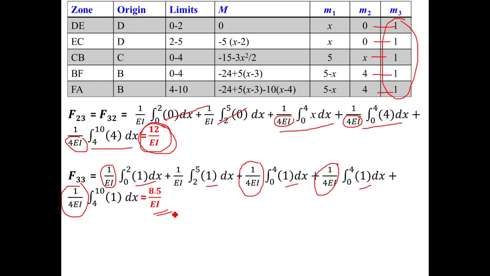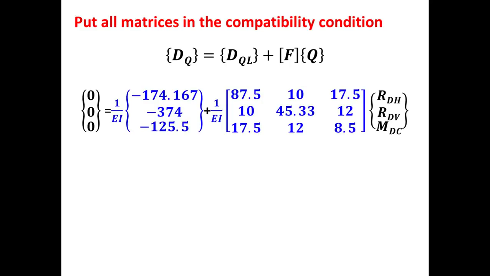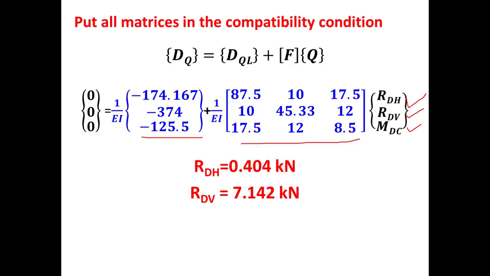So like this, you have to find out all the elements of the flexibility matrix. So finally, if you put all these matrices in the compatibility condition, your final equation is: DQ, all three elements 0. Okay, this is DQL, this is the flexibility matrix, and our unknowns in sequence are RDH, RDV, MDC. So if you solve these three equations, three unknowns in your calculator, you will get the final answer of the three unknowns. RDH is equal to 0.404 kilonewton, RDV is 7 point, and MDC equal to minus 3.85.